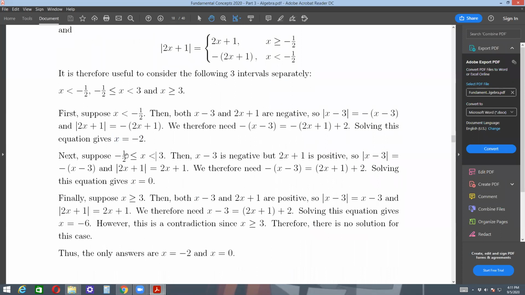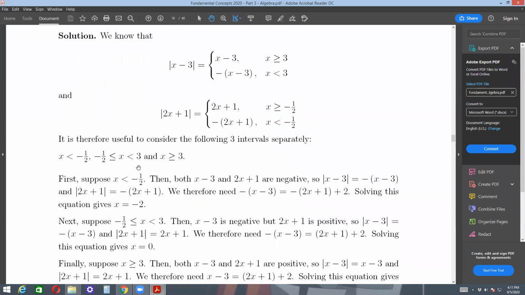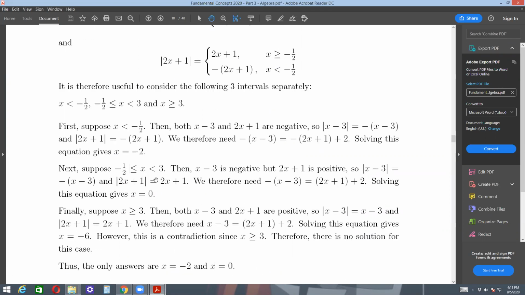All right, next one is this interval here. Now we're looking at x is greater than or equal to minus a half, right? So modulus of 2x plus 1 is just 2x plus 1. But x is less than 3, so this thing is still the negative of x minus 3. So again, we substitute and we solve and we get x is 0, which is okay because x is 0 lies in this interval.